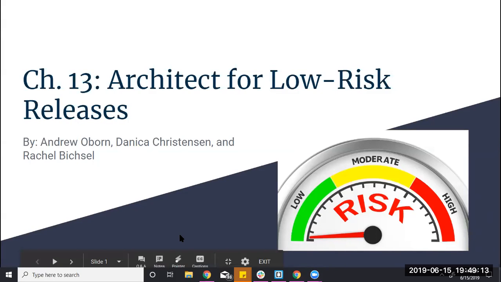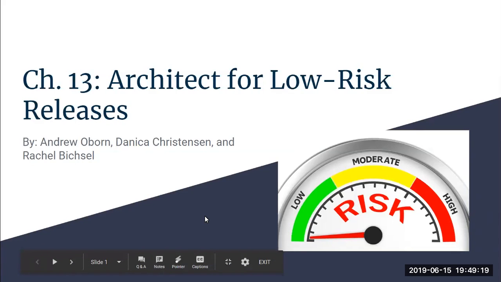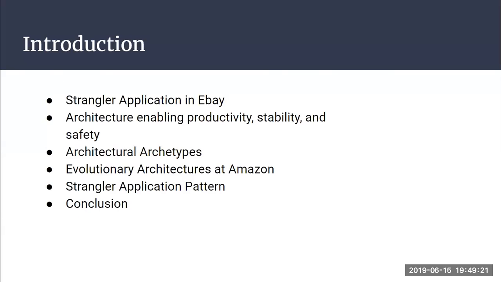This is Andrew Oborn, Danica Christensen, and Rachel Bixel, and today we will cover Chapter 13, Architect for Low-Risk Releases. In this presentation, we will discuss eBay's use of the Strangler application method, architecture that enables productivity, stability, and safety, the architectural archetypes, Amazon's use of evolutionary architectures, and what the Strangler application pattern is.